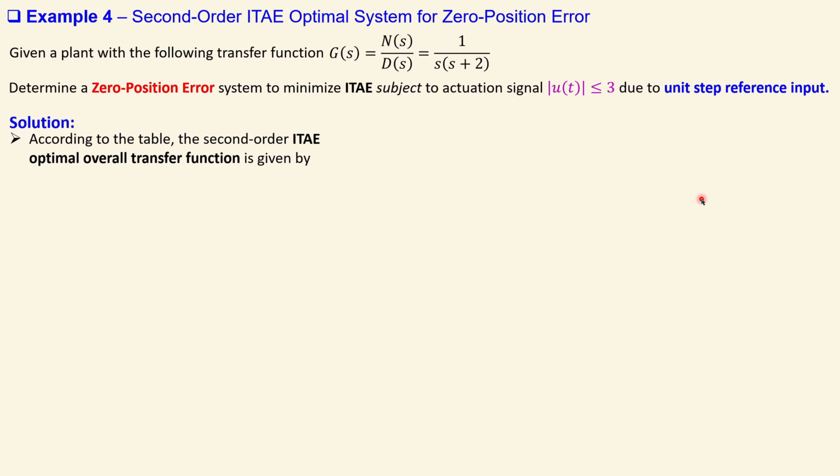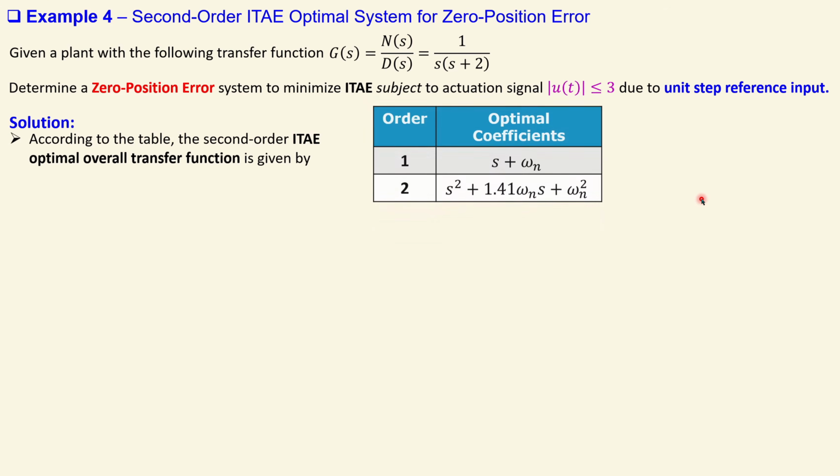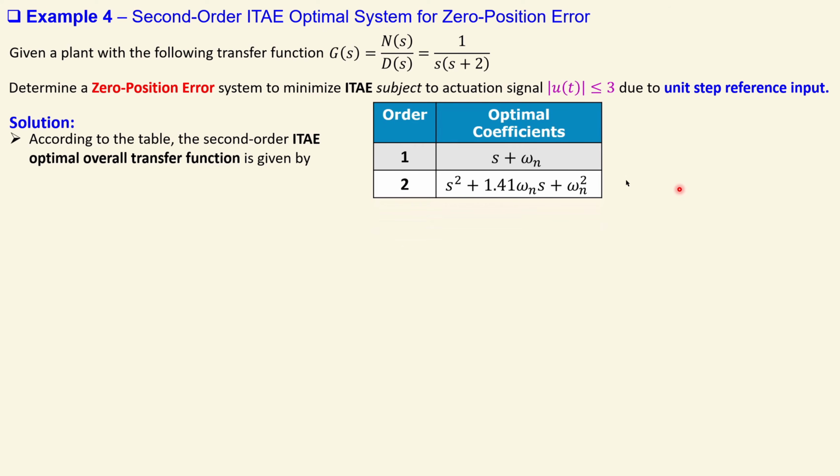According to the table, the second order ITAE optimal overall transfer function is given by this. So we are just showing you the first and the second order is this. If I now use that, that means the denominator is the optimal overall transfer function, and the numerator is omega n squared, because this was the alpha 0, so we have also the alpha 0 here. Now we have our optimal transfer function in general form. Only what we need to know is the omega n.